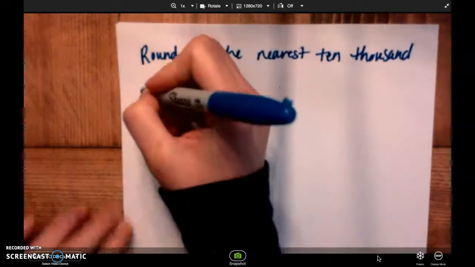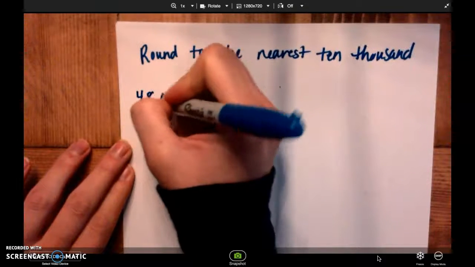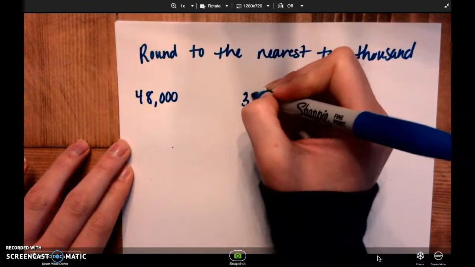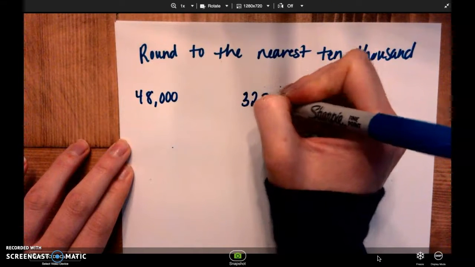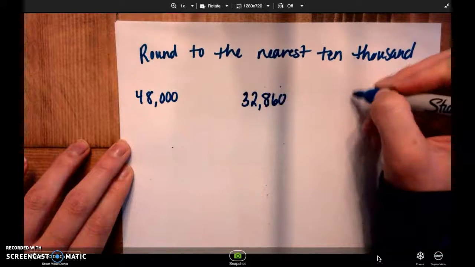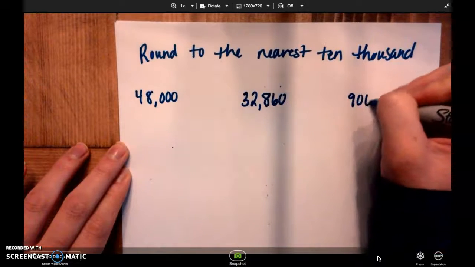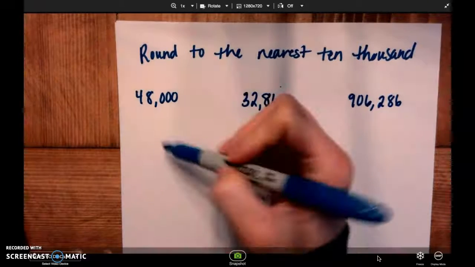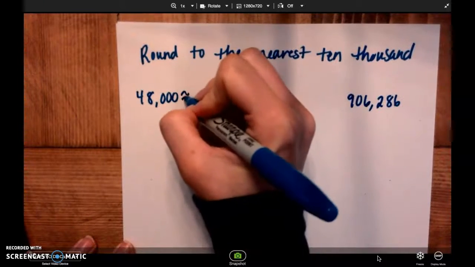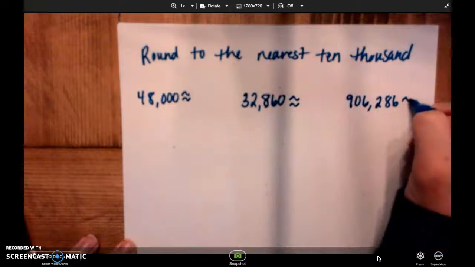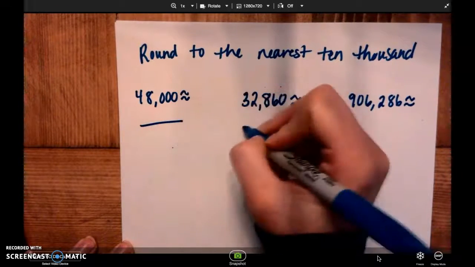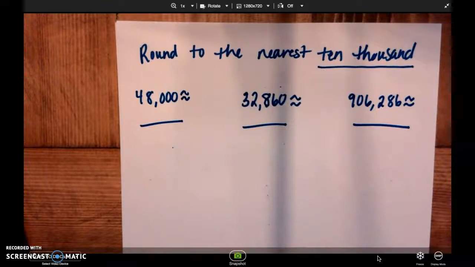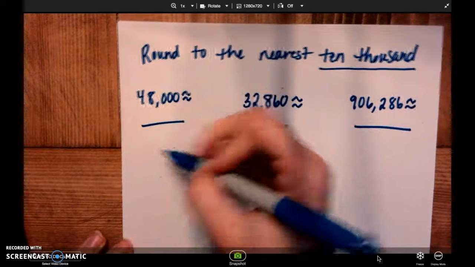And so I'm going to first round 48,000, then I'll round 32,860, sorry, and then 906,286. All right. Again, I'm going to put my rounds 2 symbols in there. This time I know I'm rounding to the 10,000, so this is going to look a little bit different, but you're ready for it.